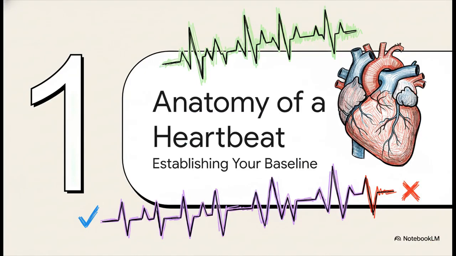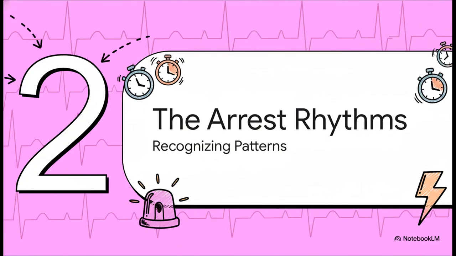All right, Section 1, Anatomy of a Heartbeat. You absolutely have to master what's normal before you can even hope to spot what's wrong. Every little deviation from that perfect sinus rhythm we just saw is a clue, telling you exactly what's going on with your patient. Okay, now for the rhythms where every single second counts. These are the arrest rhythms. You have to recognize these patterns instantly because, no exaggeration, a life absolutely depends on it.